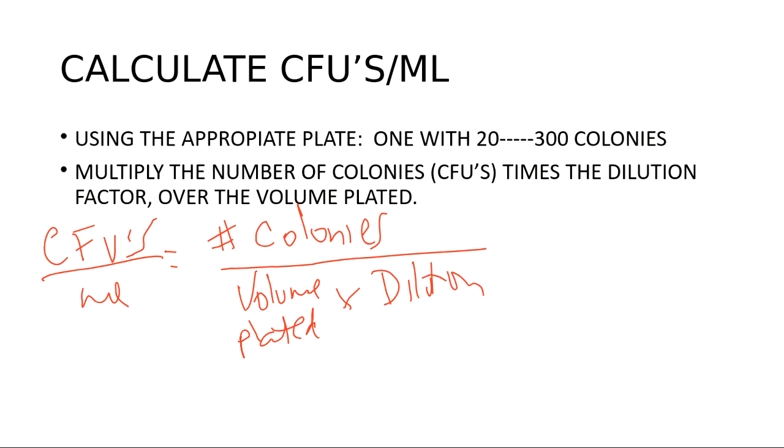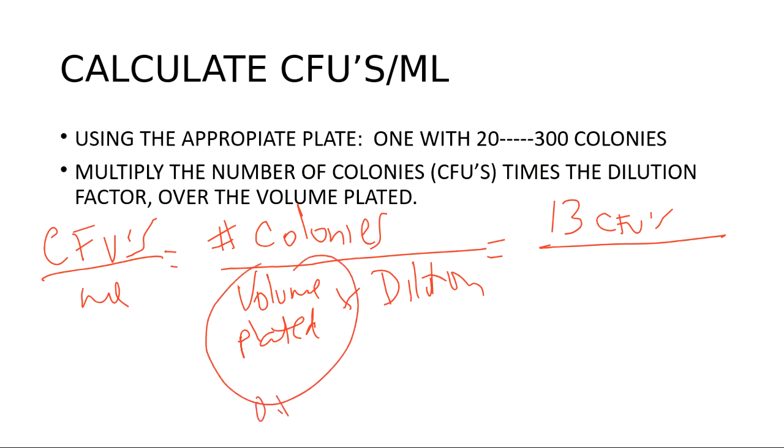Okay, so in the example that we had 13 colonies, or CFUs. We plated 0.1 mil. We have to multiply that by the dilution, which I believe was tube number 3, so that was 1 in 1,000. Okay, so at this point, all you have to do is solve the equation. You don't even need a calculator for that. Let me keep going here.